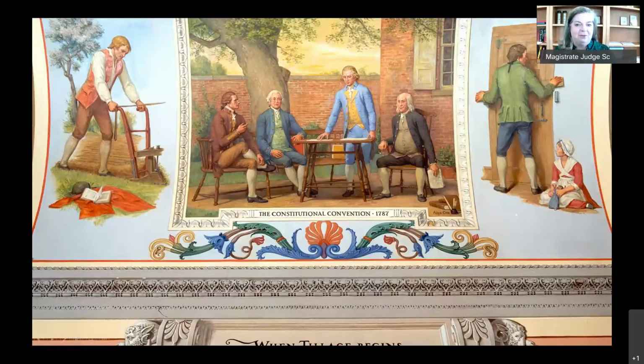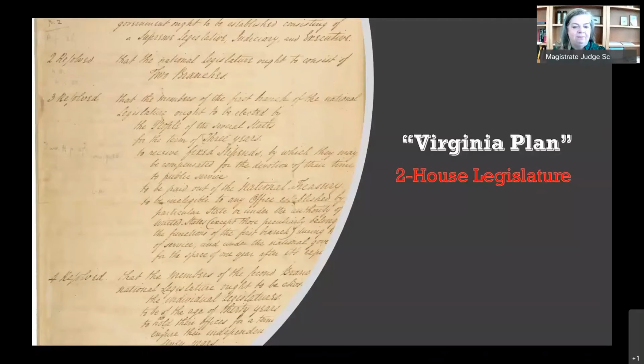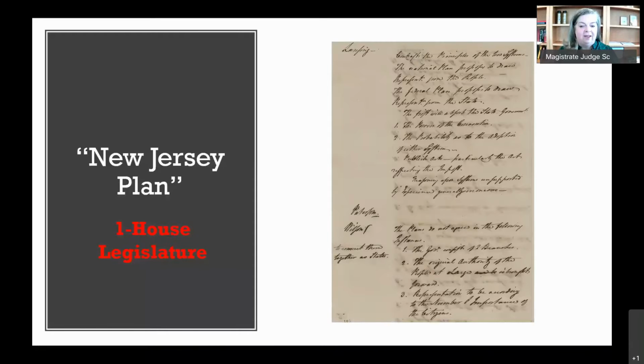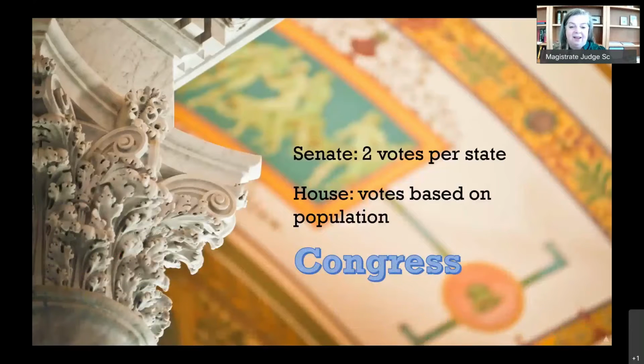There was much discussion of what this new government should be like. Some of the most important drafts were the Virginia Plan and the New Jersey Plan. In the Virginia Plan, there would be a two-house legislature and a very strong executive. In the New Jersey Plan, there would be a one-house legislature in which each state would have one vote in Congress. Together, the members of the Constitutional Convention came to a compromise, and they decided that the Senate would have 2 votes per state, and the House would have votes based on population. Together, they formed the United States Congress.